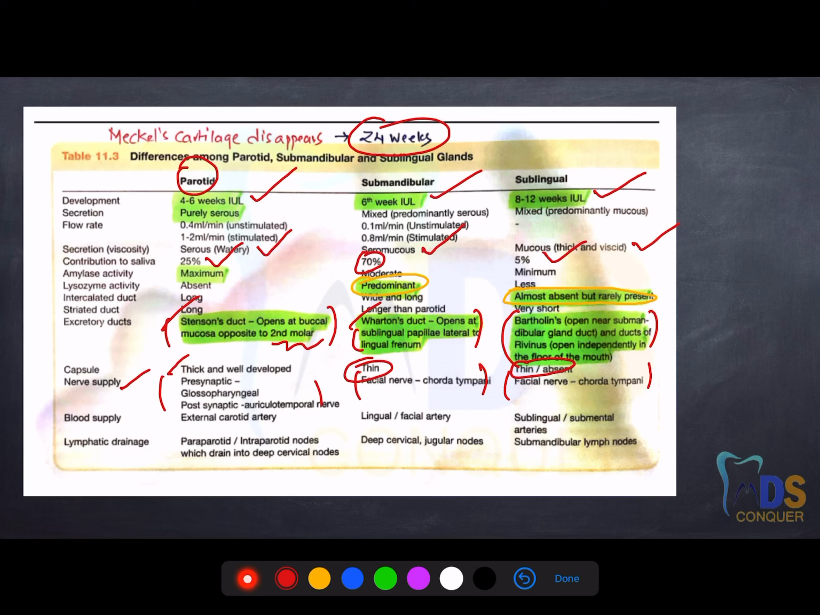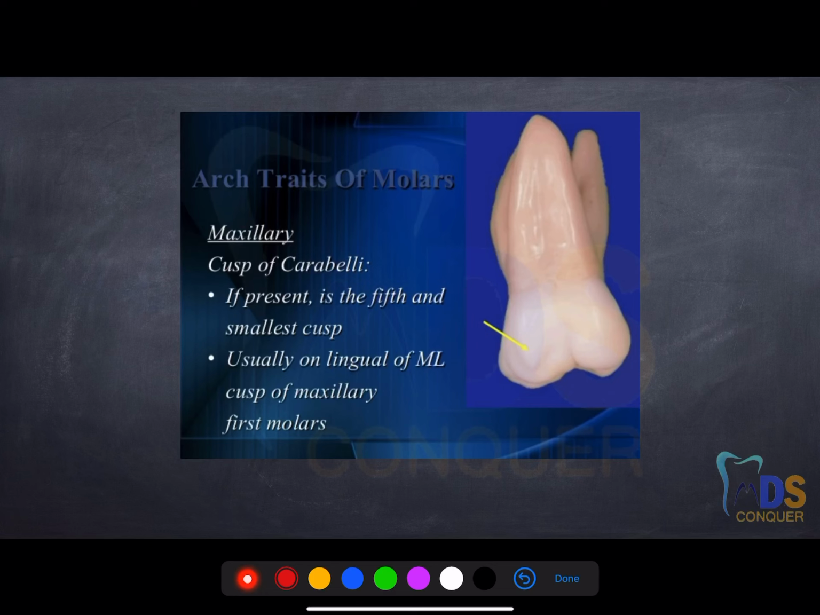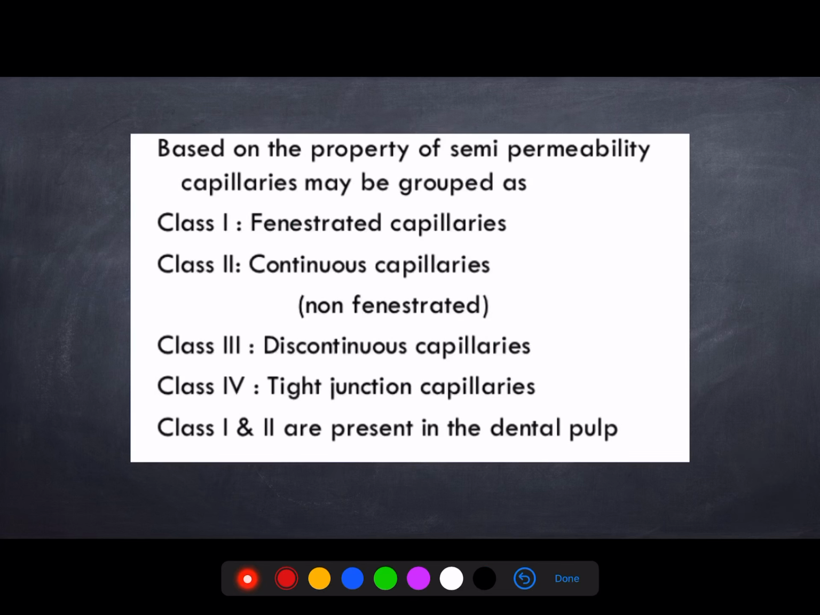This is a question that was given previously in one of the AIIMS examinations. When you take food rich in carbohydrate, amylase is going to play a very vital role, right? So amylase activity is mainly concerned with the parotid gland when compared to any other type of glands. Please do make a note of these things. They're going to ask you this question, very familiar, easily asked: cusp of Carabelli, where is it present? It's the fifth cusp, the smallest cusp. It is present lingual to the mesiolingual cusp of the maxillary first molar.